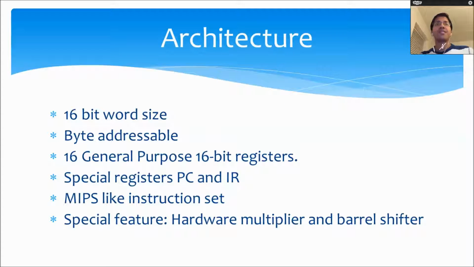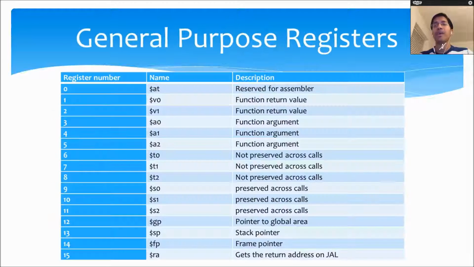My architecture has a 16-bit word size. The memory is byte addressable. There are 16 general purpose registers of size 16 bits. There are 2 special registers, program counter and instruction register, and the instruction set is MIPS-like. My special feature is hardware multiplier and barrel shifter.